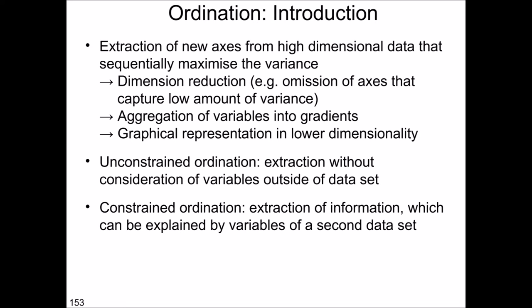That would be the case if, for example, you want to explain the response of organisms to environmental variables. That would be a constrained ordination case. So you take the environmental variables to extract the species information. Whereas if you just look at the relationship between sites where species have been observed, so which sites are similar, then you just use the species data, and that would be an unconstrained ordination.